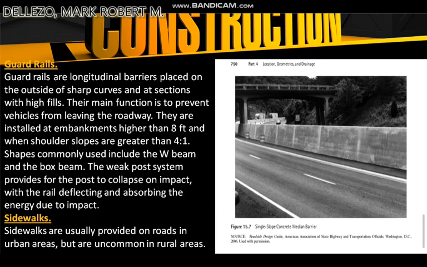So guardrails are longitudinal barriers placed on the outside of sharp curves and at sections with high fill. Their main function is to prevent vehicles from leaving the roadway. They are installed on embankments higher than 8 feet and when shoulder slopes are greater than 4:1. Shapes commonly used include the W-beam and the box beam.